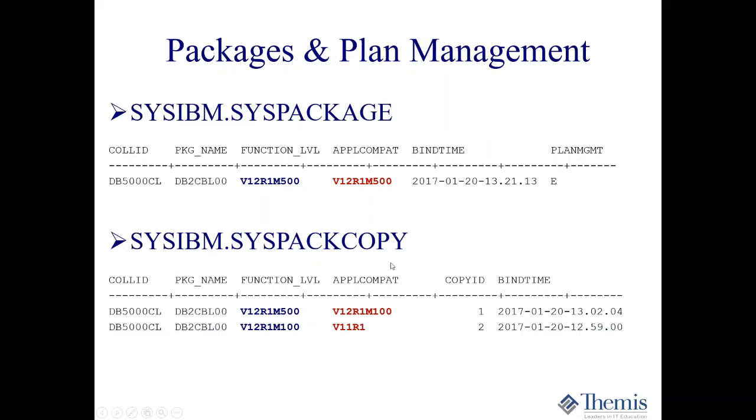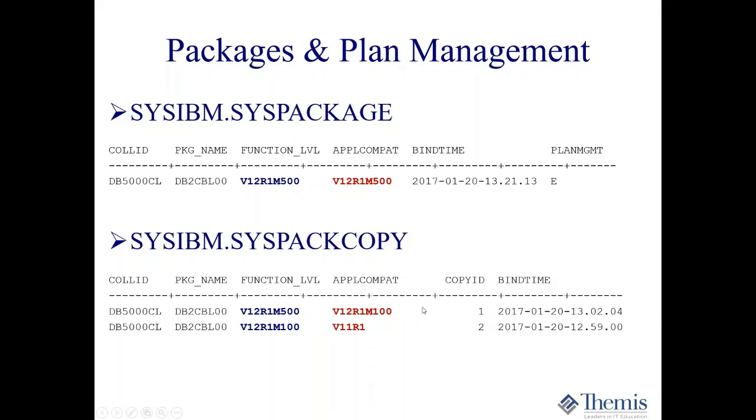When you look at SYSPACKAGE, we got a couple of things to look at there. You have the FUNCTION_LEVEL column, and you have APPLCOMPAT. APPLCOMPAT will tell you which level of application compatibility am I using for this application. Okay, so for this program, I'm saying, hey, I'm going to pretend like I'm on version 12 M500. The function level there tells you what was actually activated at the time this package was bound. Okay, so the APPLCOMPAT is the one that's really important from that perspective.